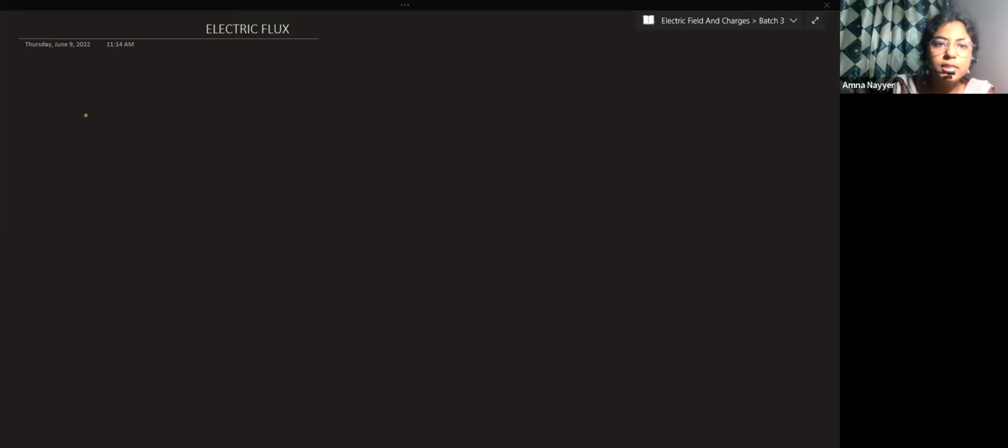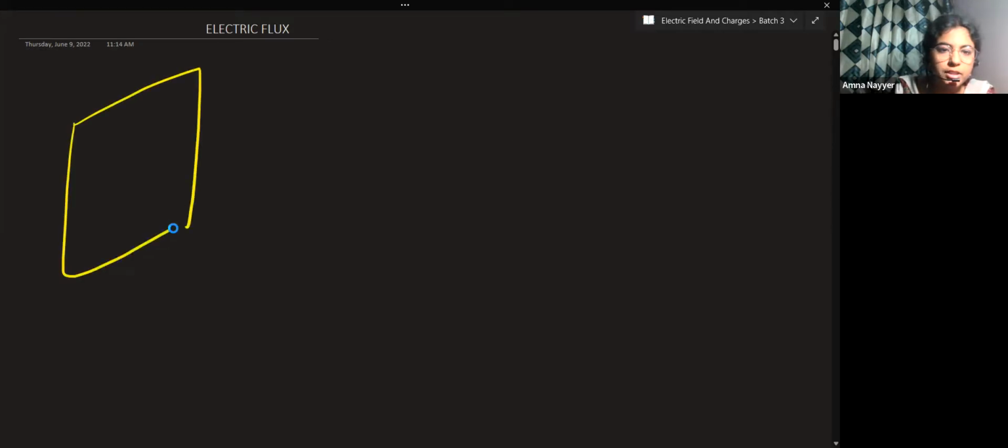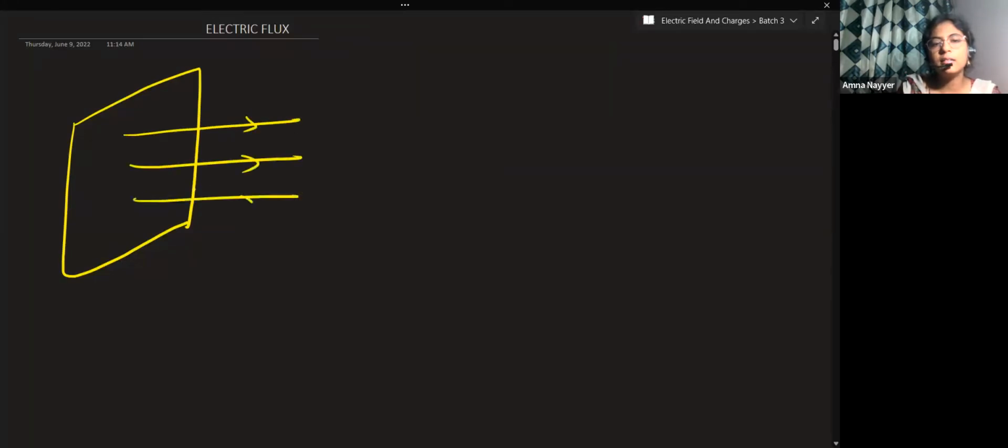See, if I give you a surface, this is a two-dimensional surface. Say four electric field lines are passing through this surface. If these electric field lines are perpendicular to the surface, making an angle of 90 degrees with the surface, then count the number of electric field lines, that is known as electric flux. Electric flux is represented by the symbol phi. What will phi be? 1, 2, 3, 4. So phi will be 4.